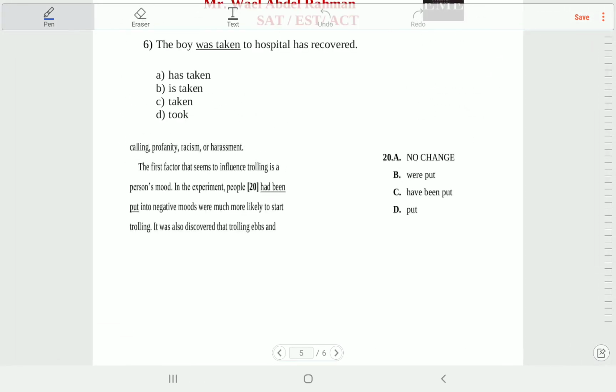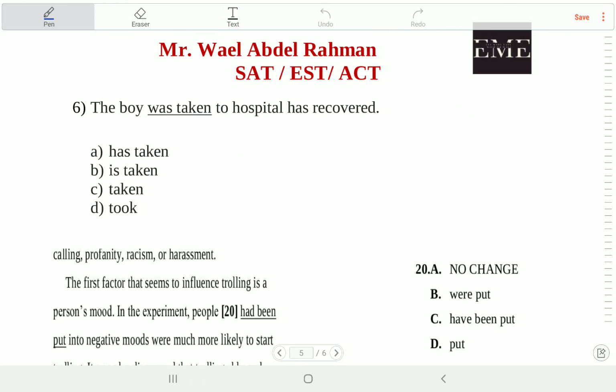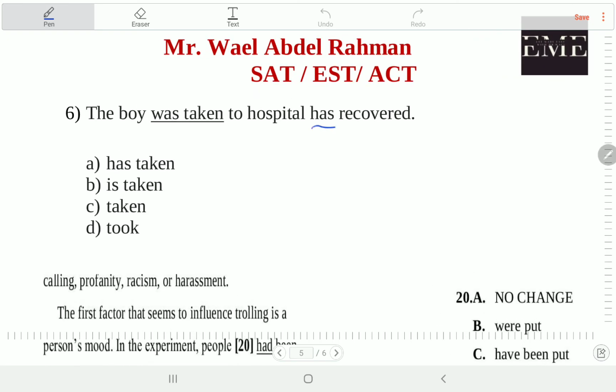Another one. Come on, this one is easy. The boy was taken to hospital, has recovered. Do we have a verb? Yes, has recovered. Who has recovered? The boy. So, do we need another verb? No, we don't need another verb. So, what do we need? A modifier. Which of these is a modifier?